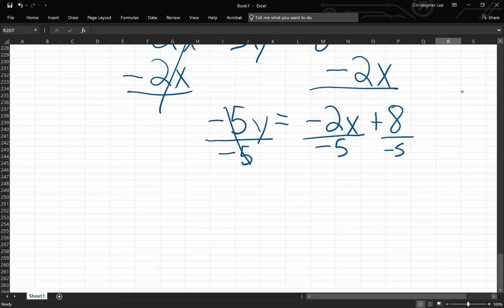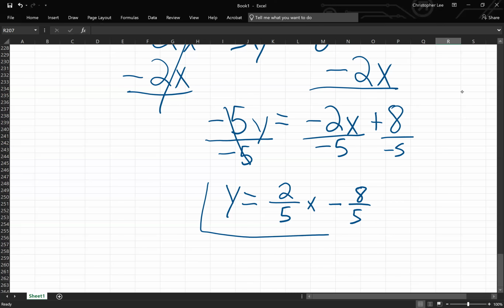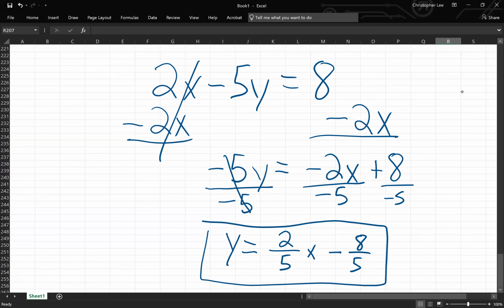So now what do we have? We have y is equal to, so a negative divided by a negative is a positive, so 2 over 5 x. A positive divided by a negative is negative, and then 8 over 5. That's it. That's my answer. All right. Questions on this?